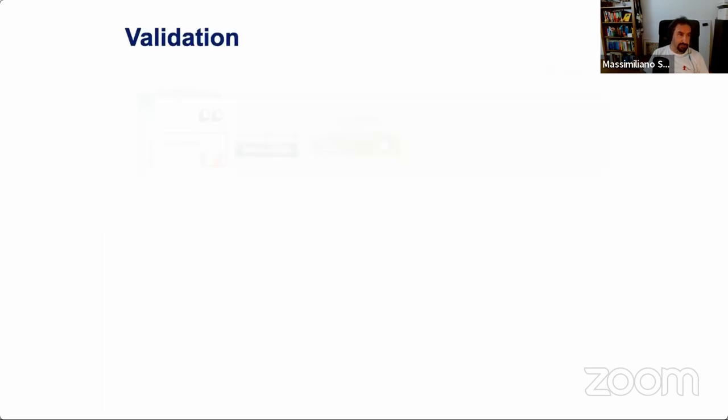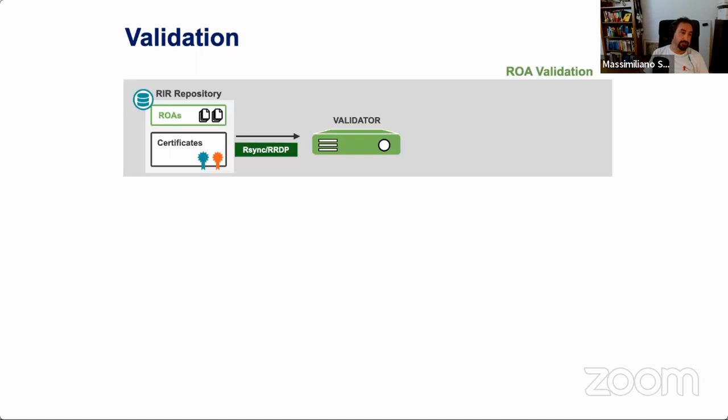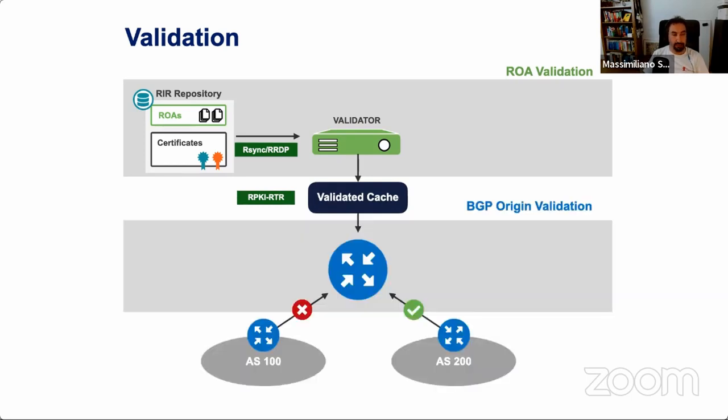So we have the validators. How do we actually do the validation? The validator downloads, as we mentioned, the ROAs and the certificates using either rsync or RRDP, which is a protocol that's based on HTTP and deltas in the different files. And it creates a validated cache. Then via RPKI RTR, it goes to the routers. Now, here we're already showing that there is a ROA validation part and the BGP origin validation part. Those are two separate sides.